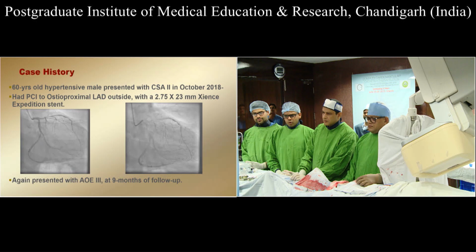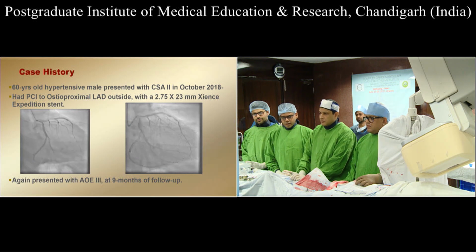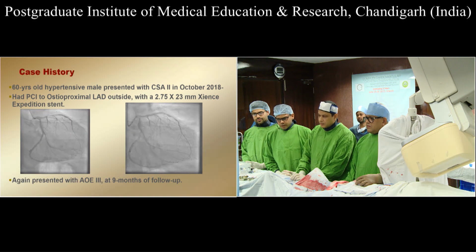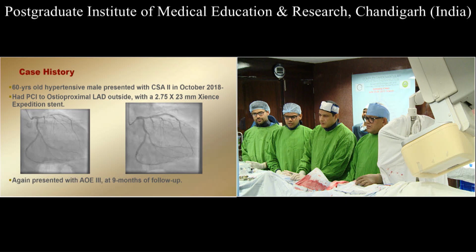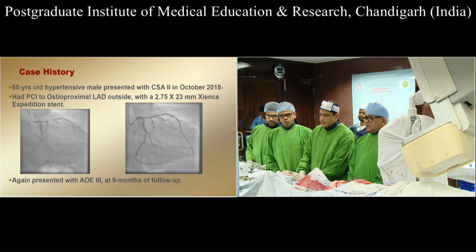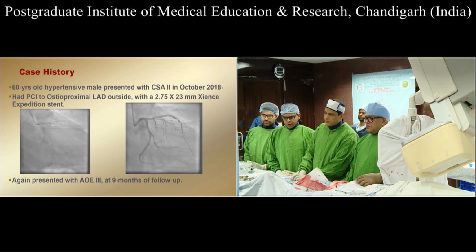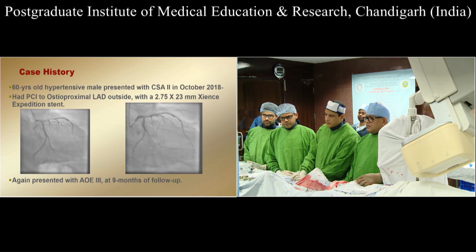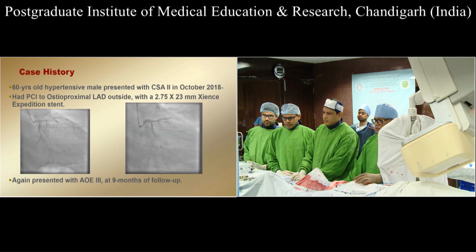Here is a 60-year-old hypertensive male who presented with a history of chronic stable angina, NYHA class 2, in October 2018. He underwent coronary angiography, and the first cine shows around 90% stenosis in the proximal LAD. He had a PCI to the ostioproximal LAD with a 2.75 by 23 mm Xience Expedition stent. In the second cine we can see the post-stenting result, which was fairly good.